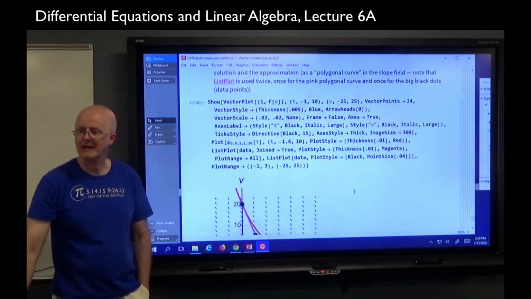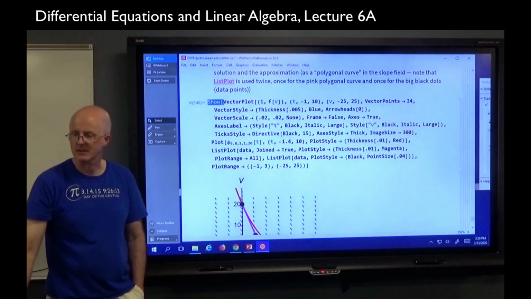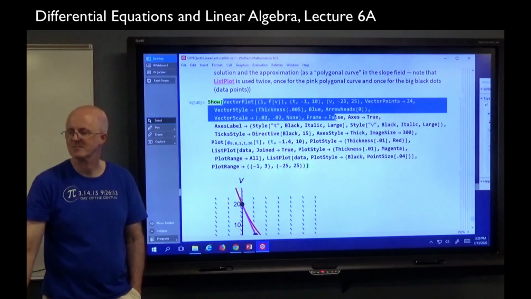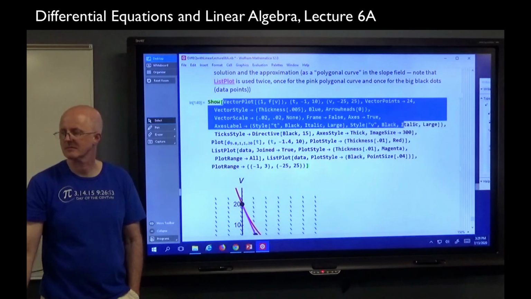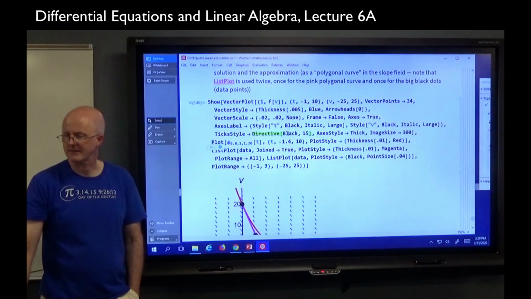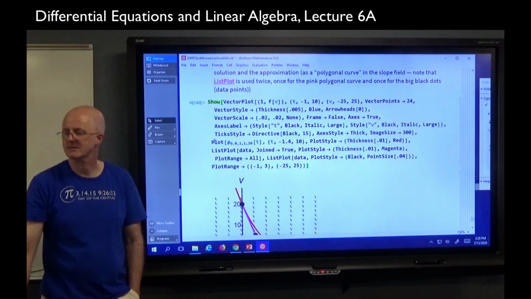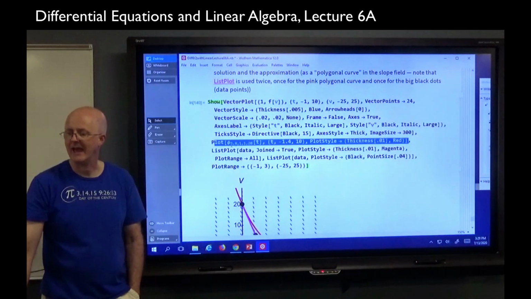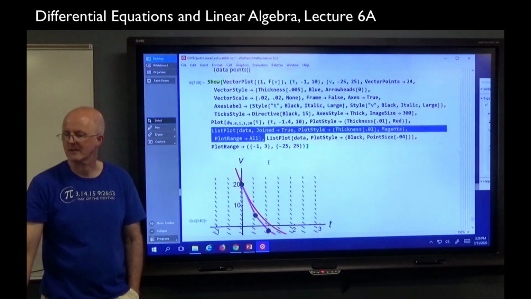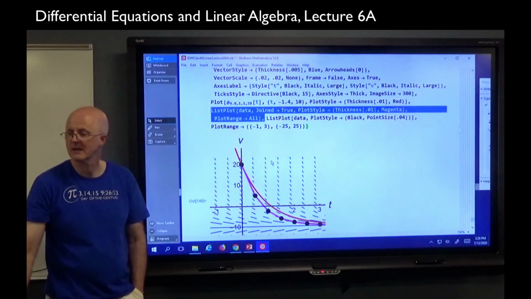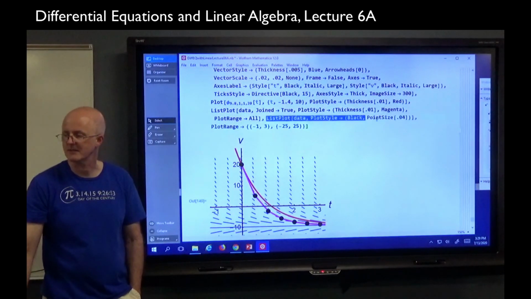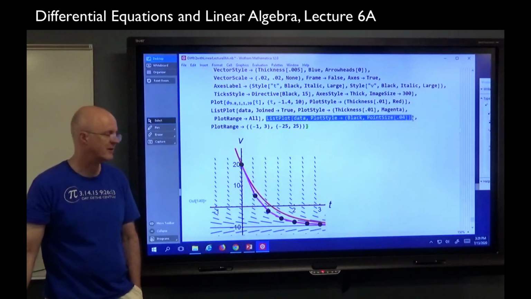So I combine with Show the slope field, again, just mimic what I do there as far as those extra options in there. The plot of the solution, and that's just this one here, and a ListPlot both for the line segments that you see in pink and the black dots that you see. It'd be nice if we could do both of those at once, but I haven't figured out a way to do it yet.